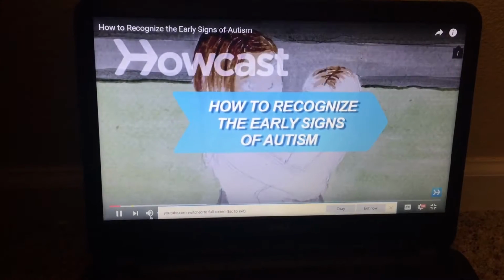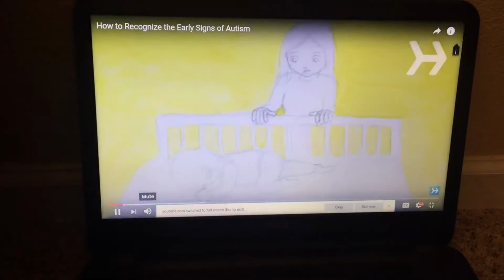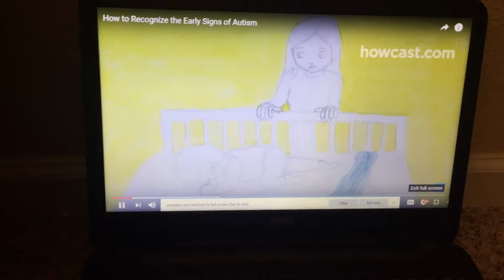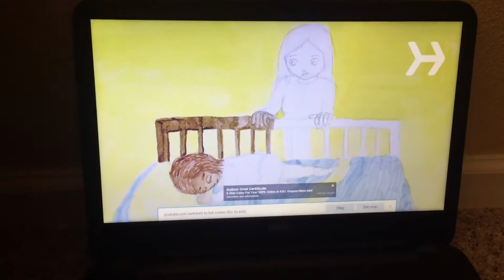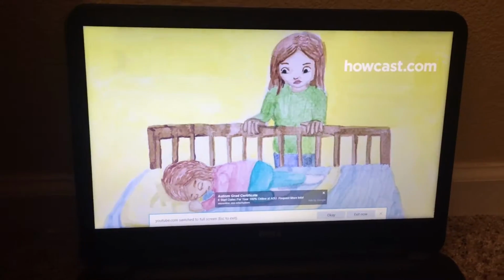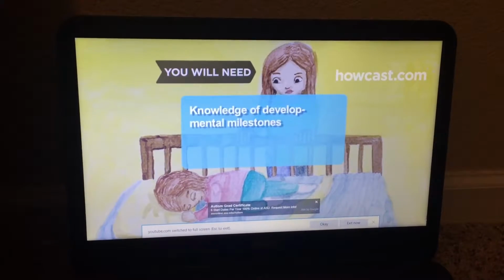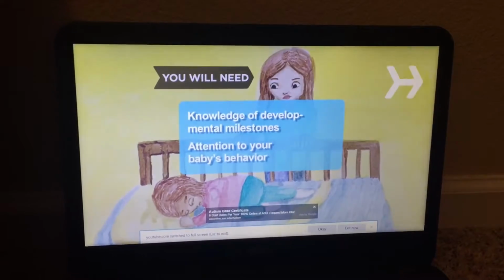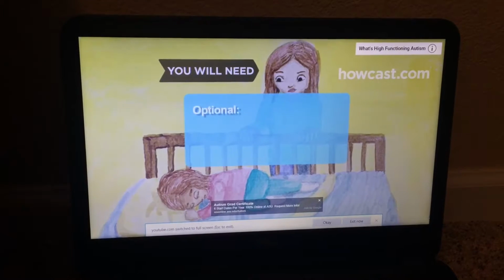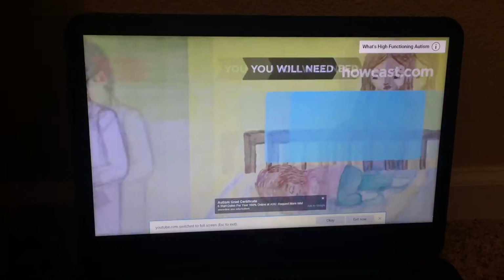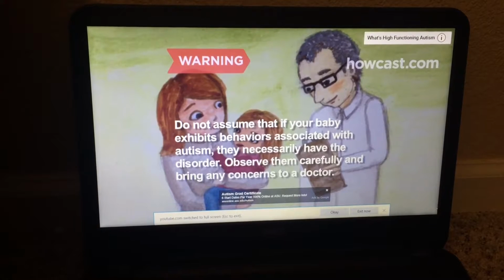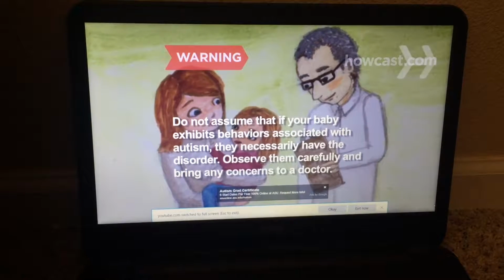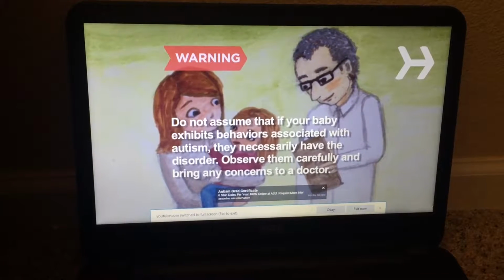How to recognize the early signs. Early intervention is important for children with autism, a developmental disorder that inhibits socialization, so be on the lookout for warning signs. You will need knowledge of developmental milestones and careful attention to your baby's behavior. Optional, a hearing test for your child. Do not assume that if your baby exhibits behaviors associated with autism, they necessarily have the disorder. Observe them carefully and bring any concerns to a doctor.